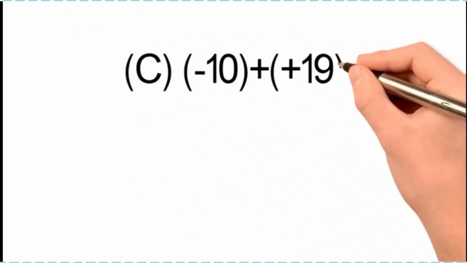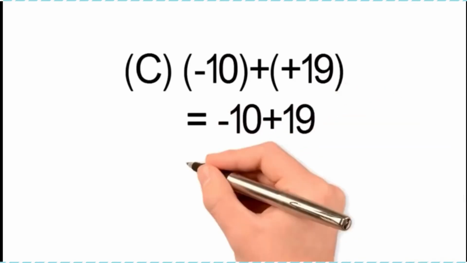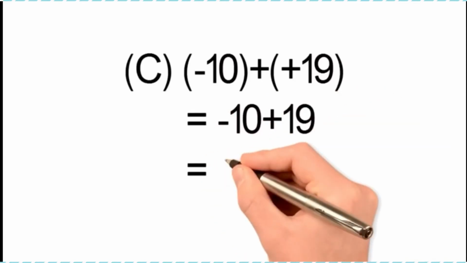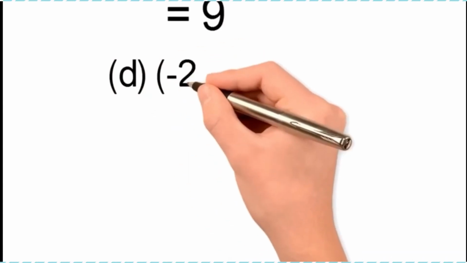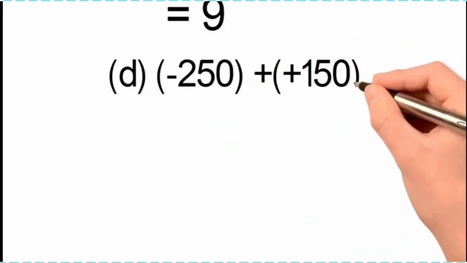C, minus 10 plus 19. If I open the bracket again, it will be minus 10 plus 19 and the answer will be 9 because minus plus is minus. So subtraction will be done, but the greater number's sign will follow the rule. Clear?